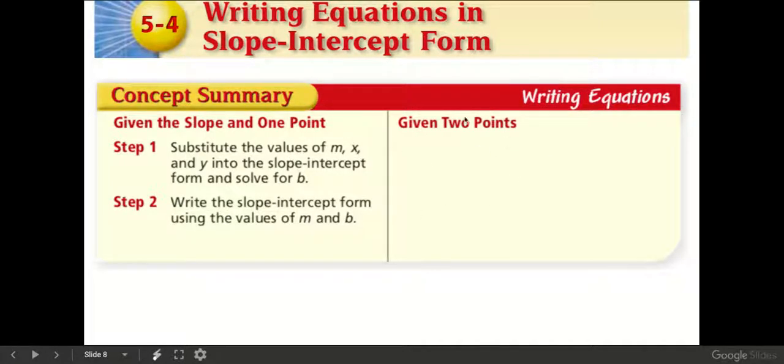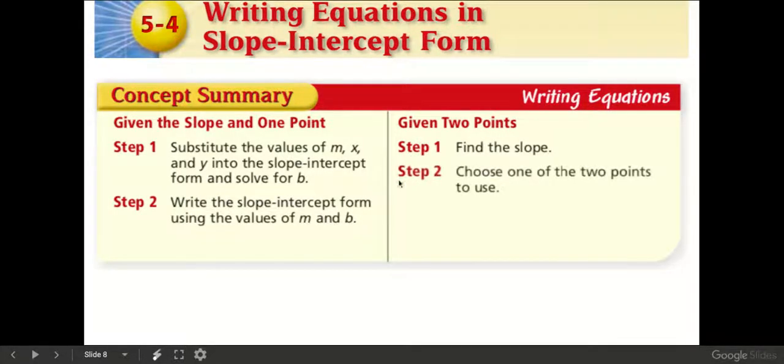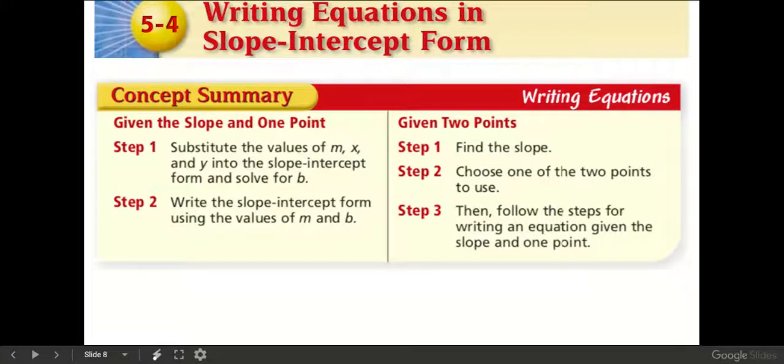Well, when we're given 2 points, there are a couple of added steps. First thing is, with 2 points, you can always find the slope: y sub 2 minus y sub 1 over x sub 2 minus x sub 1. And then step 2 says choose one of the 2 points to use as your x and y coordinate, and then follow the procedures from before. Use one of the points and the slope you found to find the y-intercept, and then use that y-intercept and the slope to put into the equation.